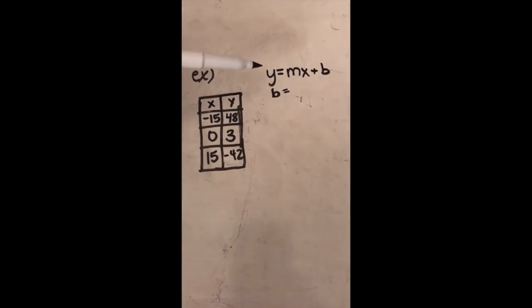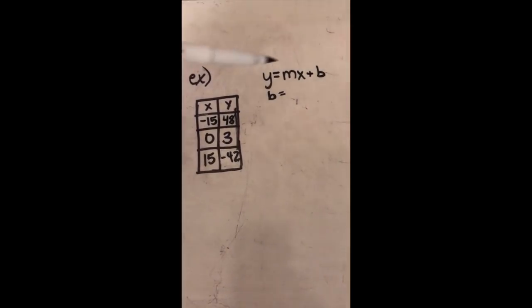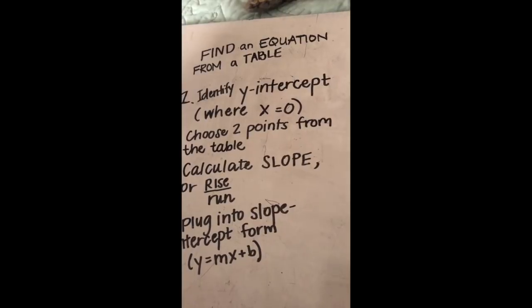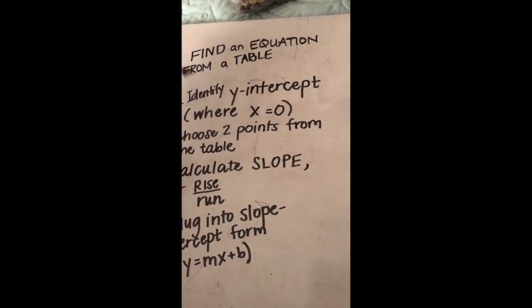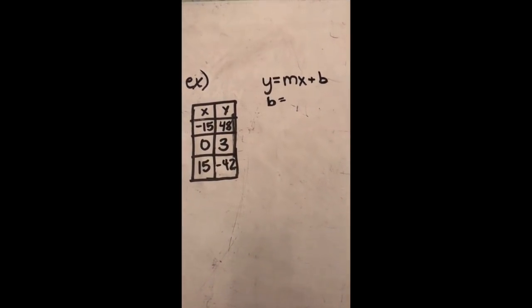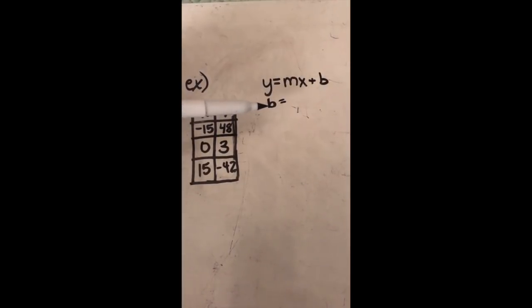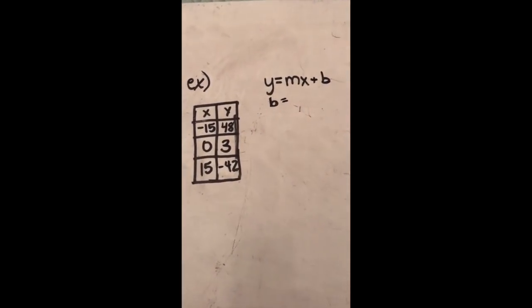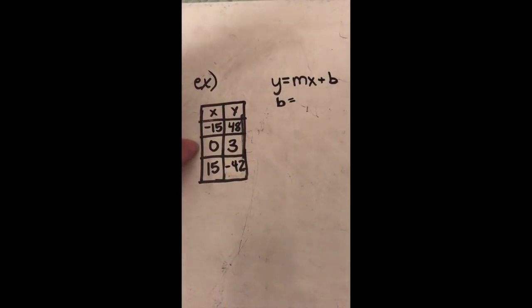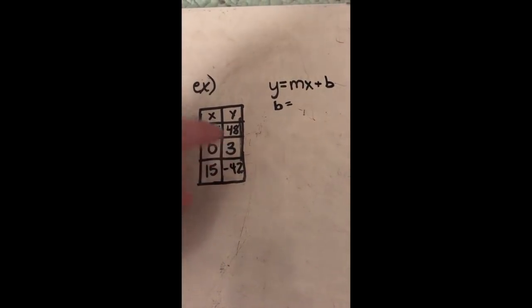On the side, I have written y equals mx plus b to remind me of slope-intercept form. I recommend you do the same. I've also written b equals because I know my first step is to identify the y-intercept, which is where x equals 0. And remember from our previous videos that the y-intercept is represented as b in our equation. So the point where x equals 0 on our table, y equals positive 3.